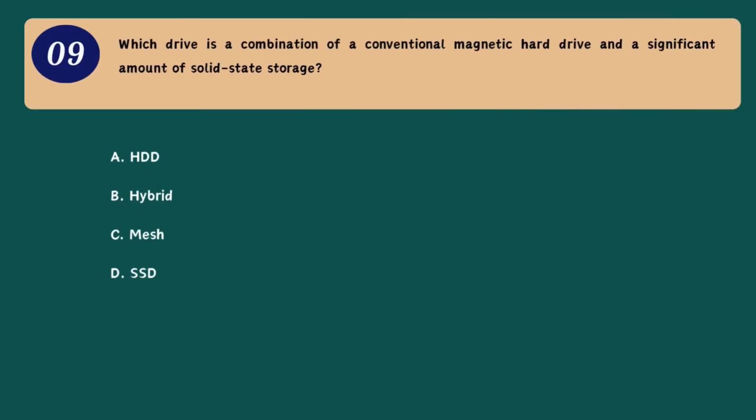Question 9. Which drive is a combination of a conventional magnetic hard drive and a significant amount of solid-state storage? A. HDD. B. Hybrid. C. Mesh. D. SSD.